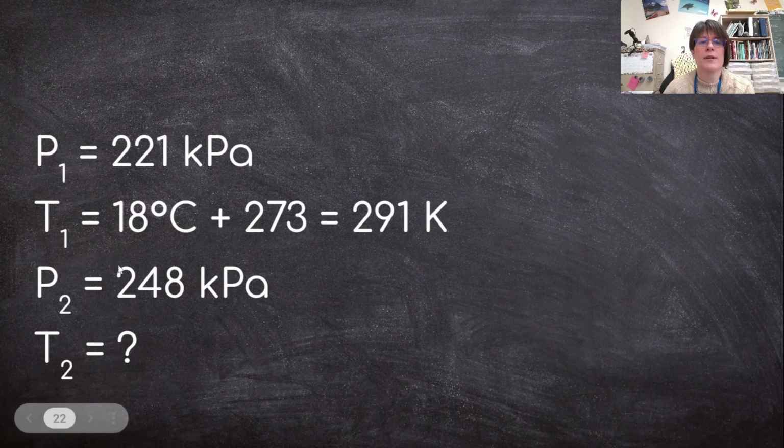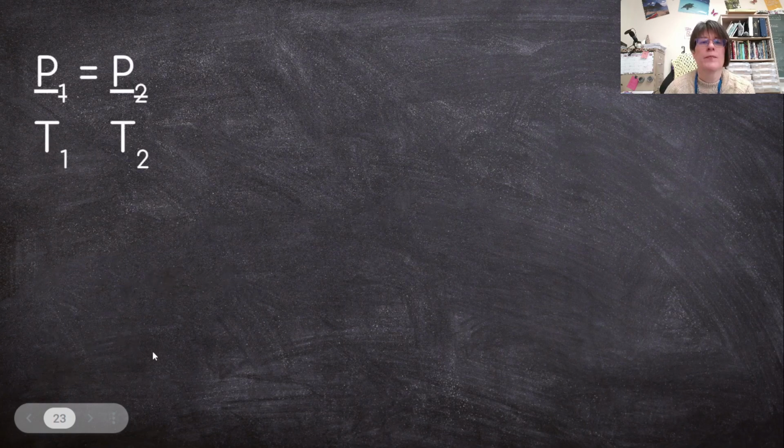So again, we write down what we know, the initial pressure, 221 kilopascals. We cannot leave temperature as 18 degrees Celsius. We have to add 273 to it to get 291 Kelvin. And for the pressure, 248 kilopascals. So we're looking for the second temperature, T2.